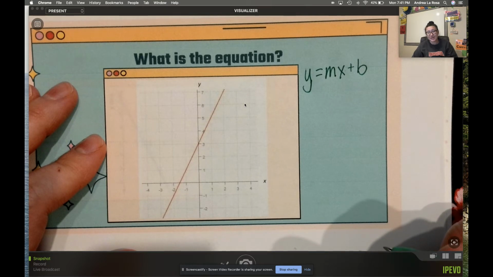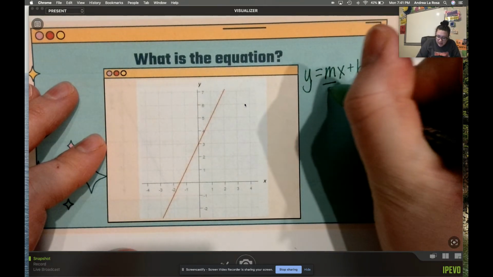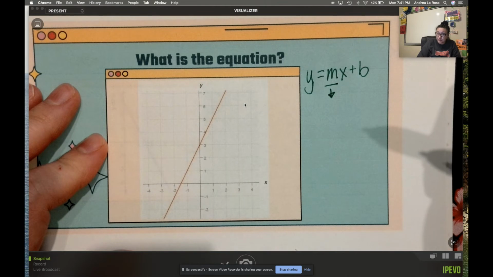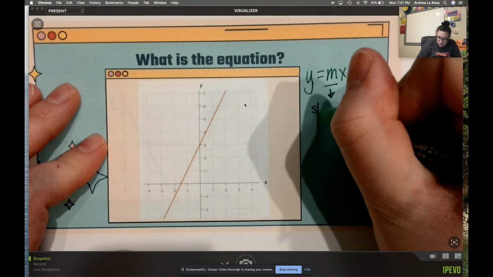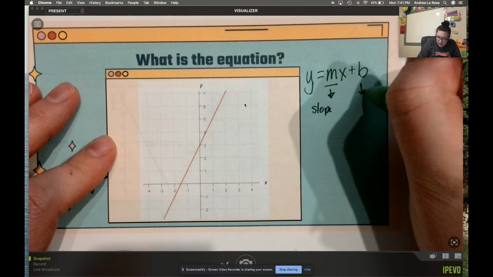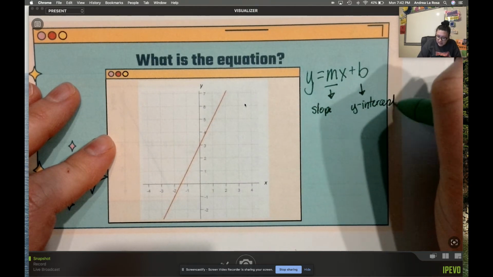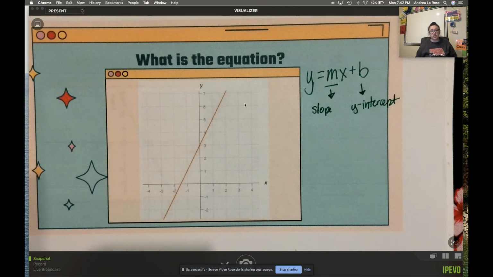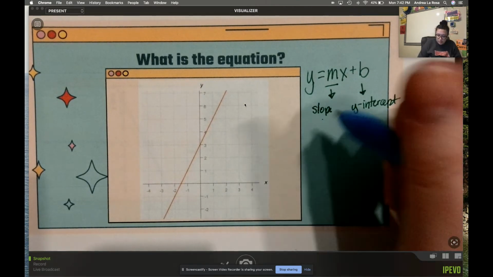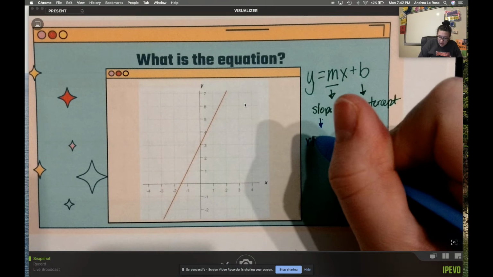Y equals mx plus b. My m is my slope. My b is my y-intercept. I need to find each of those things and plug them into the equation. We know slope is rise over run.